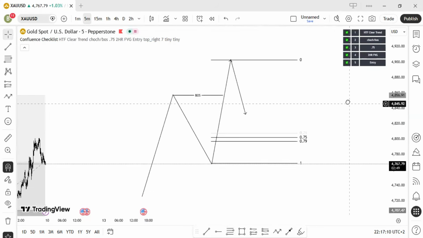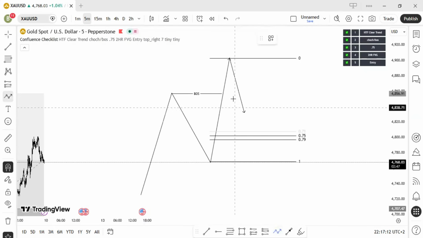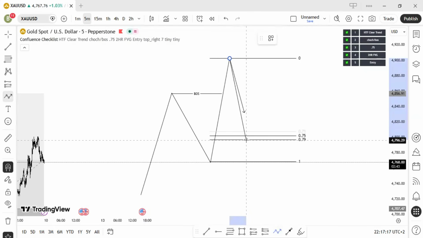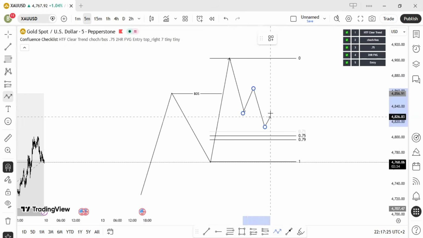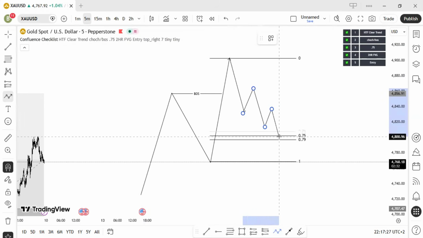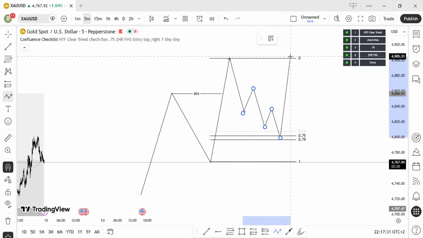Another thing that's important when you're looking for entries is you don't want to see an impulsive move coming straight down here. What you want to see is price showing weakness. So we do have our move lower, and this is the type of price action you want to see. And then obviously it's going to come into that and start pushing higher.